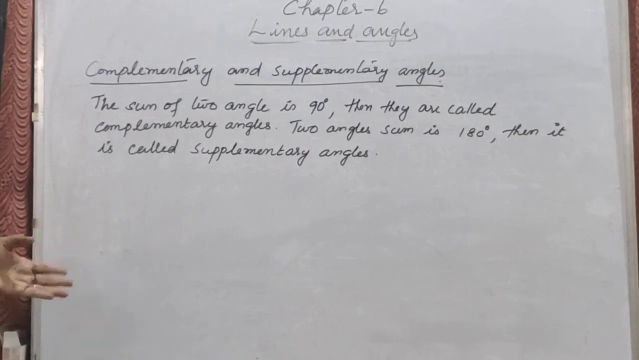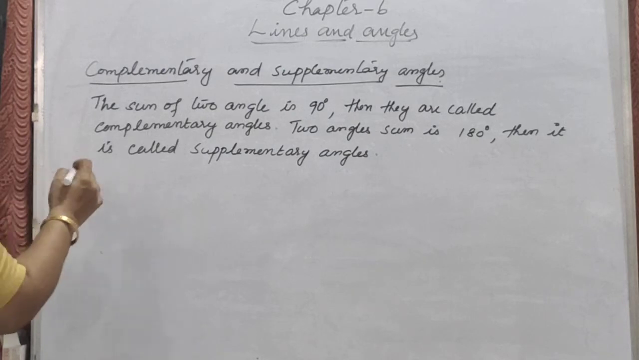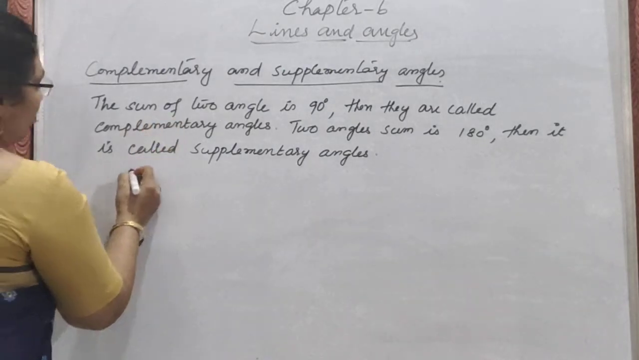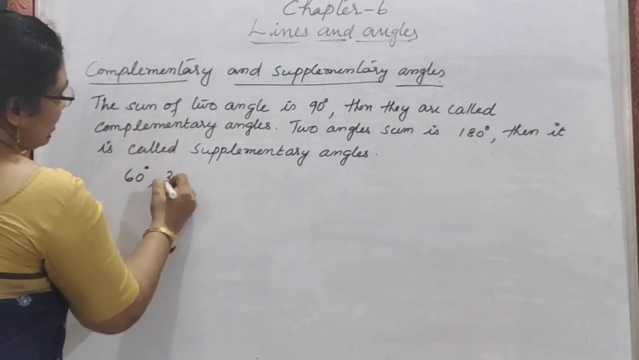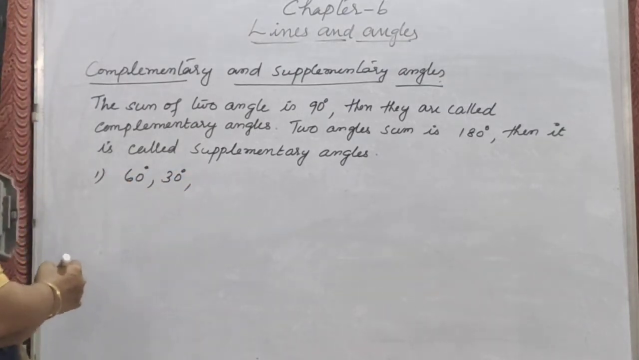Complementary and supplementary angles. If the sum of two angles is 90 degrees, then they are called complementary angles, and if the sum of two angles is 180 degrees, then they are called supplementary angles. That means 60 degrees and 30 degrees are complements to each other. This first pair, we can say both are complements to each other.